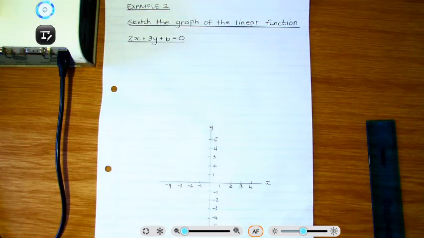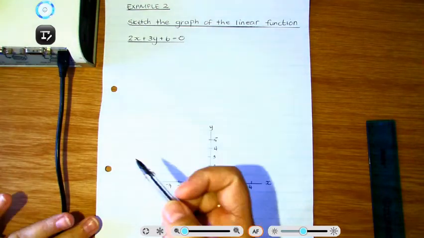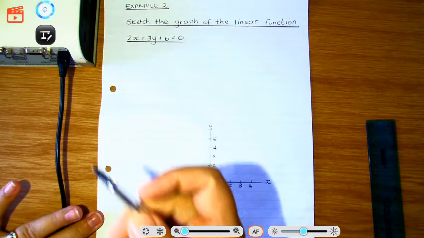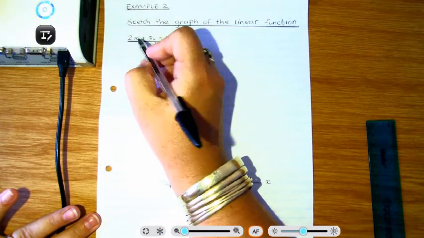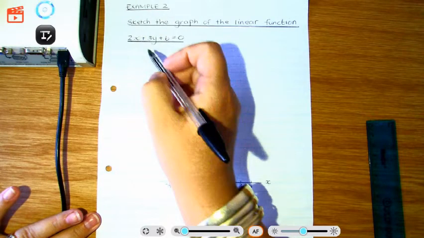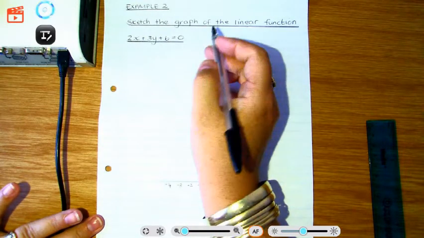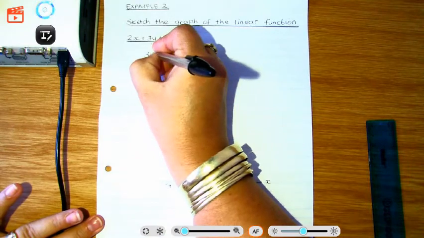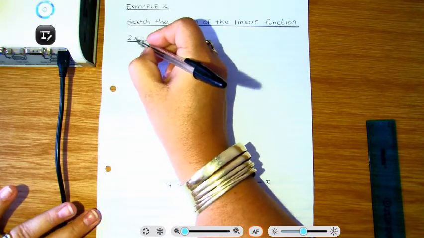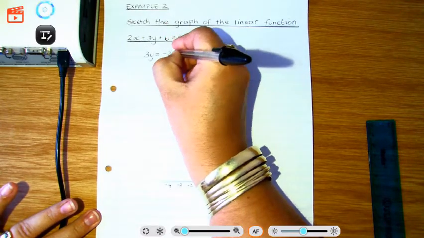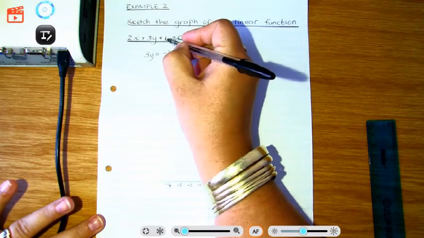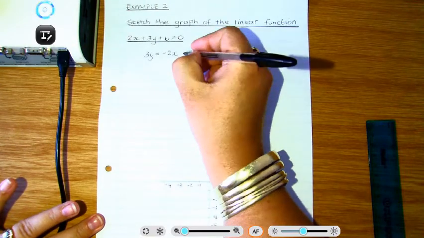So the first step you should remember is to get this equation into standard form. Okay, so I need to have it y is equal to, so I'm going to start off by taking the 6 and the 2x to the other side of the equal sign, and I'm going to do that by subtracting it from both sides. So I get 3y is equal to, remember the x comes after the equal sign, and I'm subtracting, so it becomes minus 2x, and the positive 6 becomes minus 6.